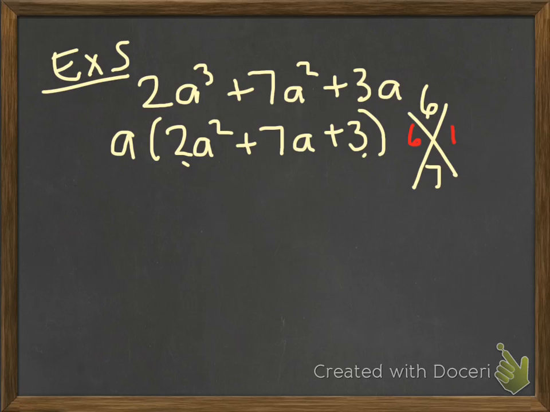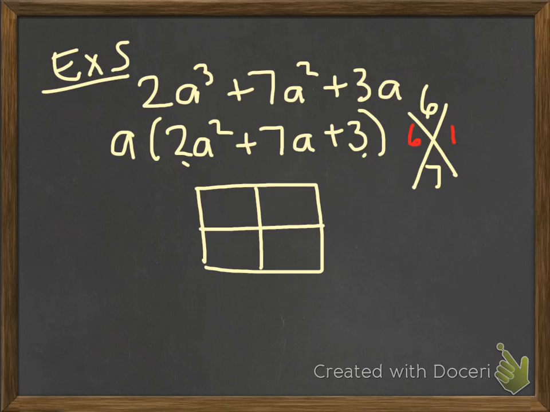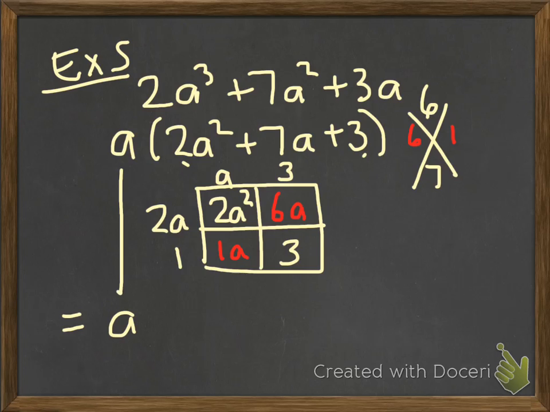Okay, so now I have to do a box. First term goes here, last term goes here. We'll put the 6a here and the 1a here. How can we get 2a squared? 2a times a, 2 times 3 is 6a, a times 1. So then our answer is the a, that's the a that's down here, it's still there, a plus 3 times 2a plus 1.